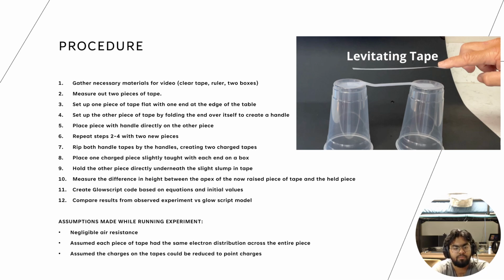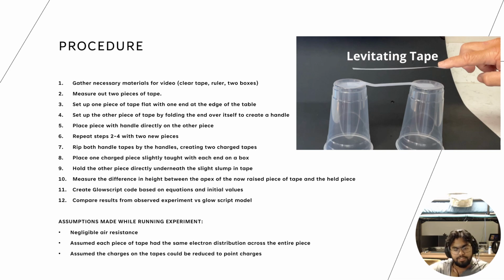You want to place one of them slightly taut with each end on a box, like you see in the picture with the cups here. Then you want to place the other one held in the hand underneath it, and you're going to see the height increase for the one that's on the box. You want to measure the distance between the one held in the hand and the one that got raised. Then you create a GlowScript code, and based on the equations and initial values, you compare the results with the observed experiments. Some of the assumptions we made were that air resistance is negligible.